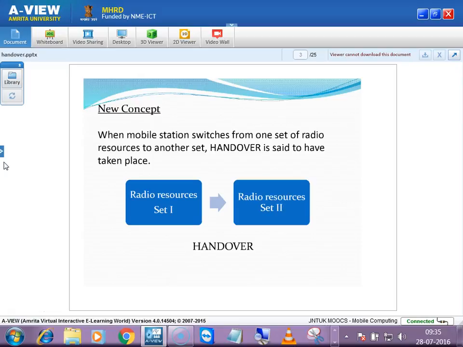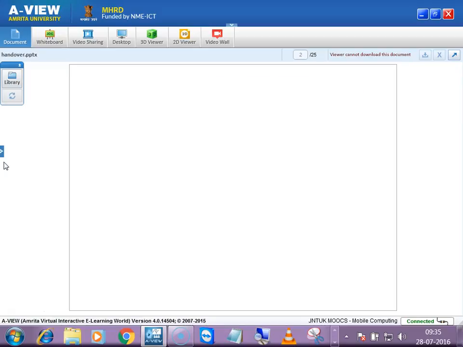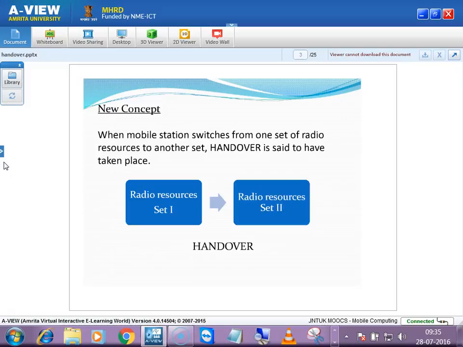Yeah, handover, in the sense everyone says, is while moving from this to that. Coming to the new concept, when a mobile station switches from one set of resources to another set of resources, handover is said to take place. See, in the previous image, you communicated with base station 1 and you are moving to base station 2.